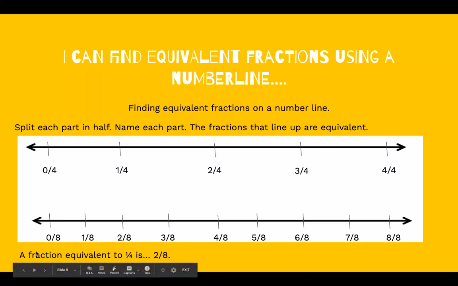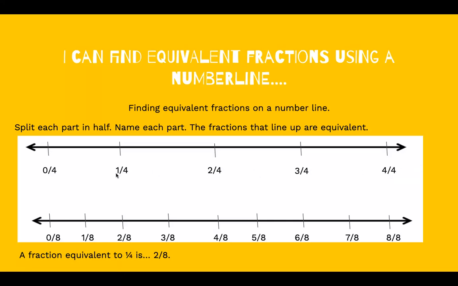So as a mathematician, if I were looking to find a fraction equivalent to 1/4, I would begin by creating my number line. I would take my number line and I would split it up into 4 equal parts because that's what my denominator is. That's how many pieces I need. This number line has already been split up into 4 equal parts. 1, 2, 3, 4. Each of those parts has already been labeled. 0 out of 4, 1 out of 4, 2 out of 4, 3 out of 4, and then 4 out of 4, or a whole.